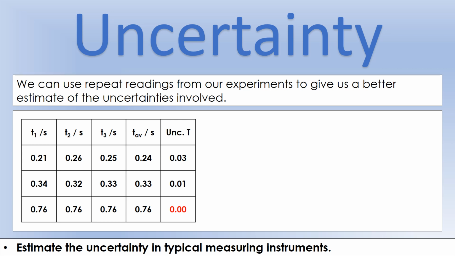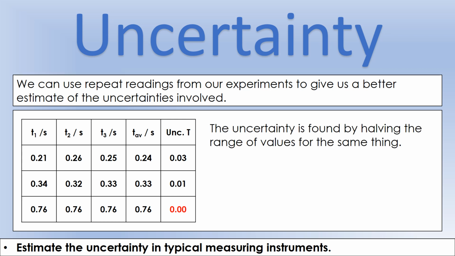And just to show you how that was done, what we do is halve the range of values for the same thing. So what does that mean? Well, in the first row, those 3 times are all measuring the same thing. So the uncertainty is going to be the biggest minus the smallest, that's the range, which we then halve, and then I've rounded it up. So with uncertainties, something to get in the habit of is we always round up, because we're always trying to be a bit conservative with our uncertainty calculations. So we'd actually get 0.025. I've rounded that up to one significant figure here. So that is the uncertainty. That's where 0.03 has come from.